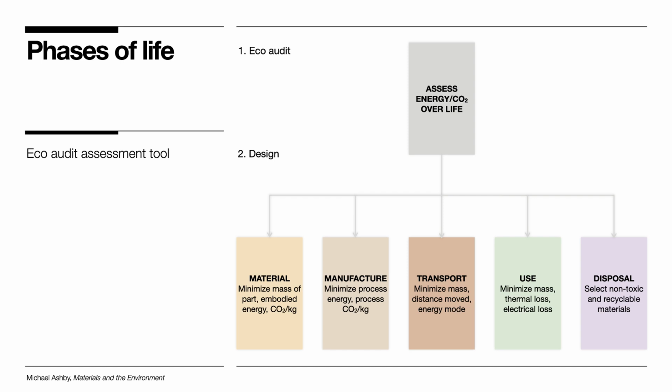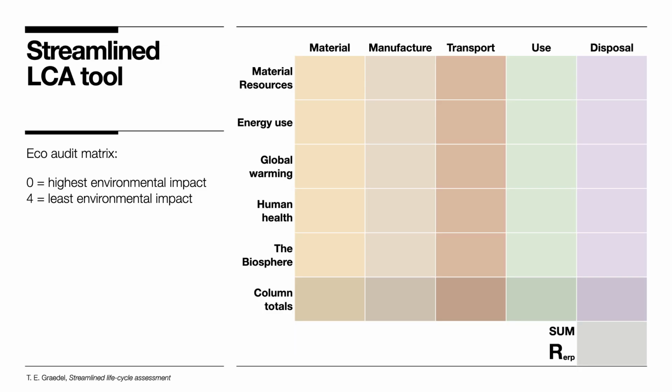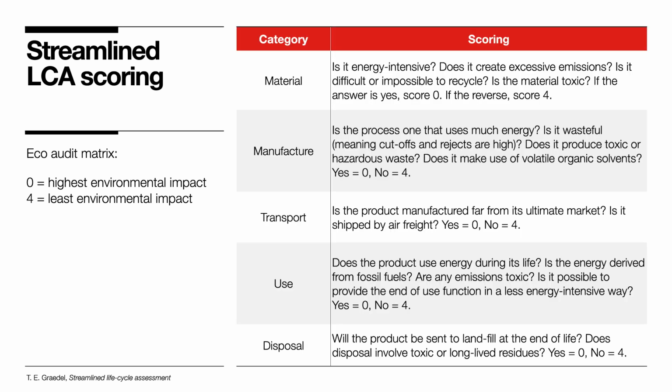So I'm going to show you this in a blitz. This comes from Tom Gradle, who's an environmental scientist at Yale, an eco-audit assessment of these different phases. What you're seeing is, on the left, the rows are general environmental impacts. The columns are general use phases, and they use a score from 0 to 4. We'll share the slide deck with you so you can walk through it, or you can refer to Tom Gradle's article, Streamlined Lifecycle Assessment.